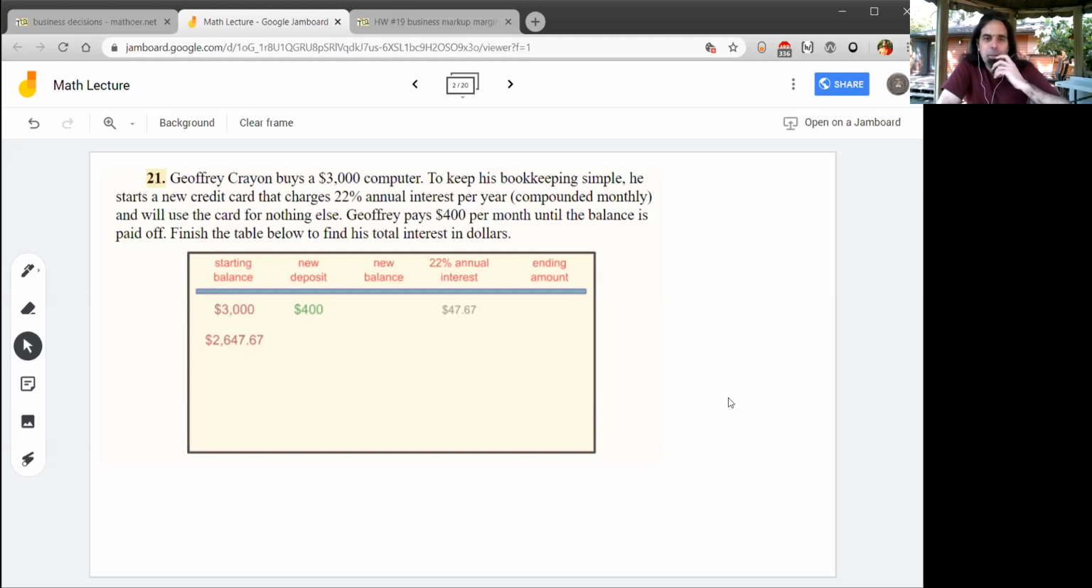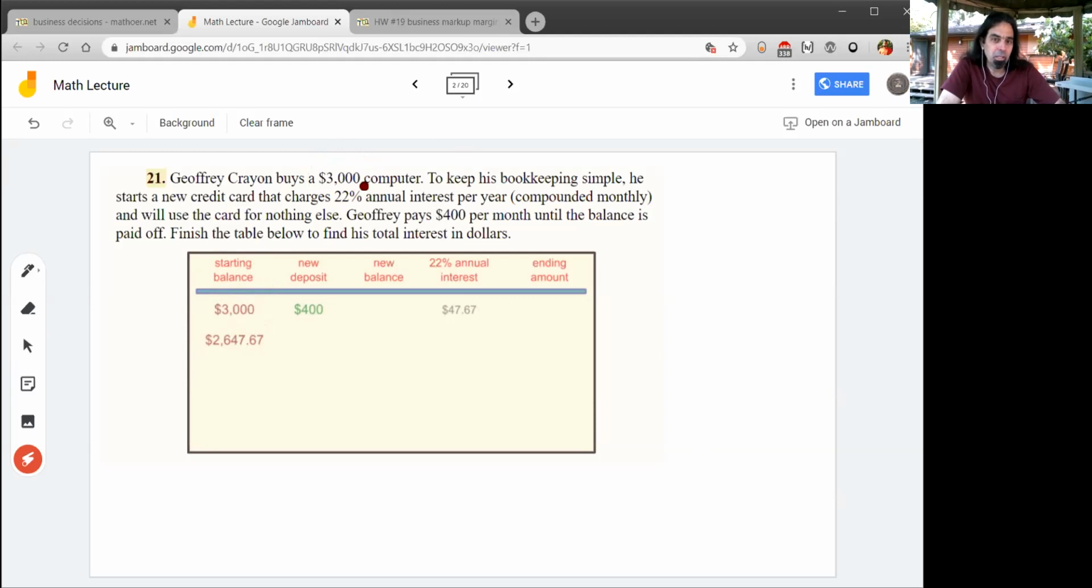So somebody is pretending to do that. And for us, we're in a math class. We don't want to actually keep track of somebody's complicated credit card balance. So this way, there's only one thing happening, and it's nice and simple. The computer costs $3,000. The credit card has nothing on it but that computer, right? So we're just starting at $3,000, nice and simple.